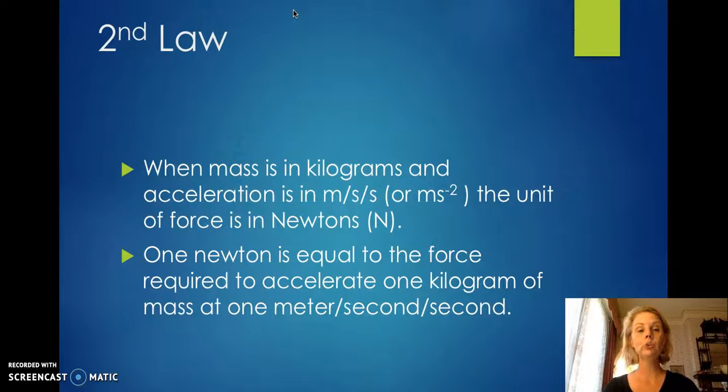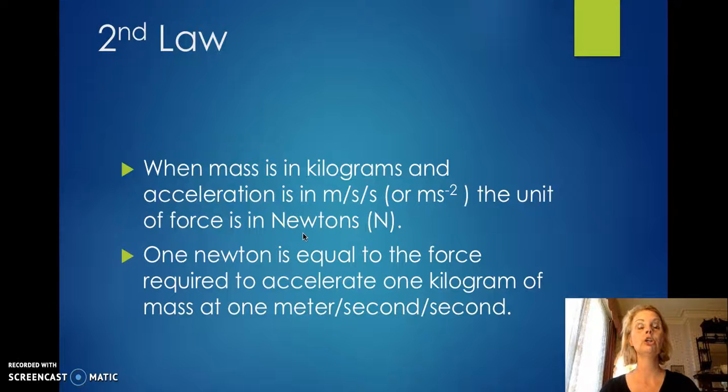Okay, now the units we use. The mass is measured in kilograms. That's the standard unit. Acceleration is in meters per second squared, which we can also write, like here, as meters per second to the minus 2. And then that should be on the next line, sorry.